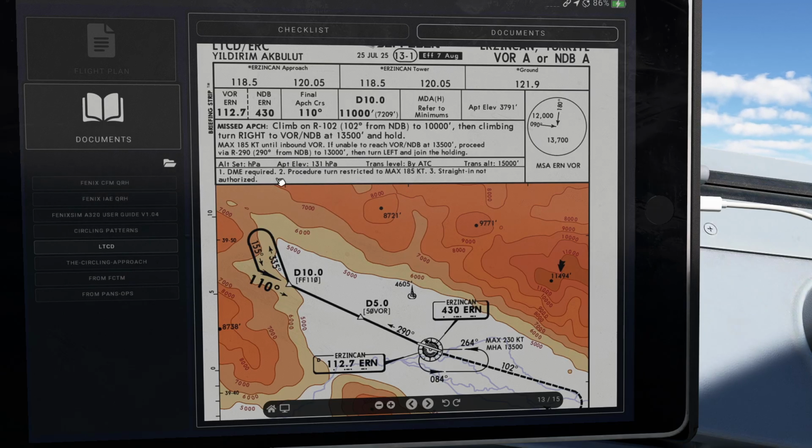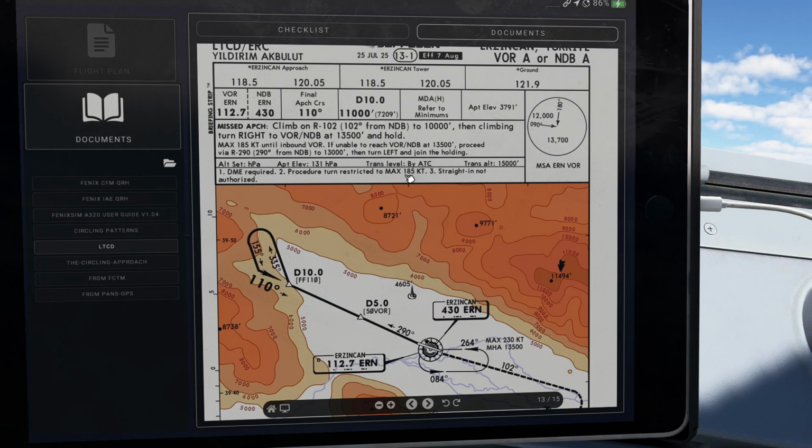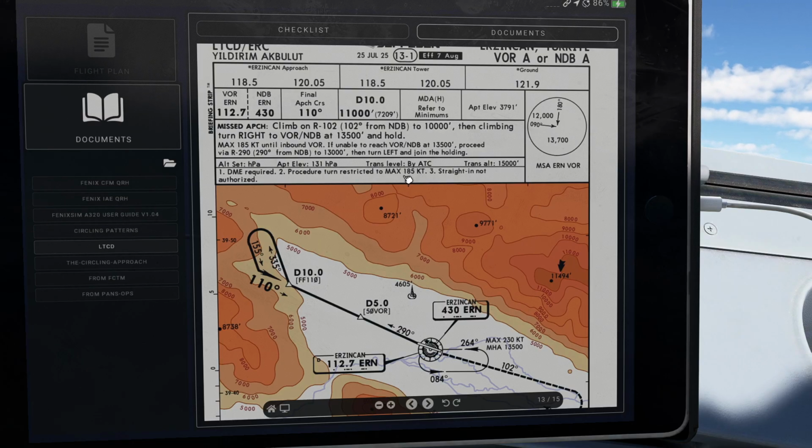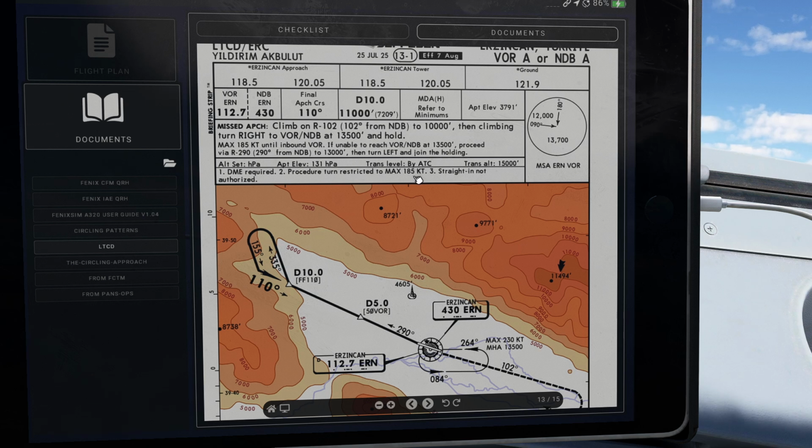The first one is DME required, that the DME is available. The second note is procedure turn restricted to maximum 185 knots, that we will go for a maximum speed of 180. I will explain for what reason we will go to a maximum speed of 180 instead of 185.